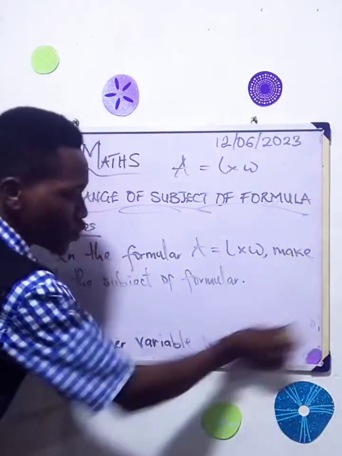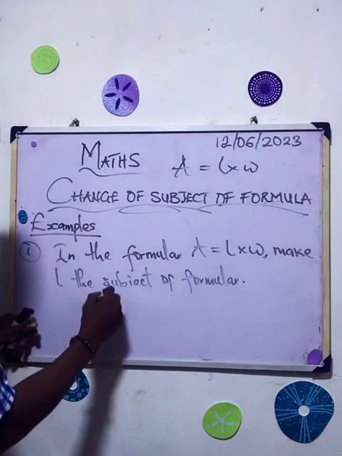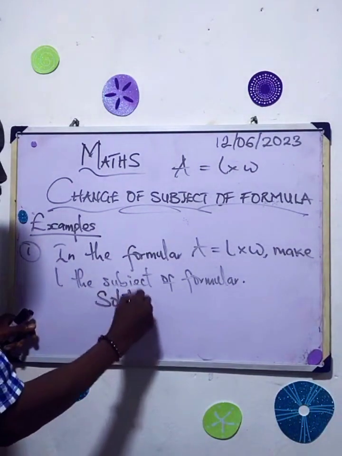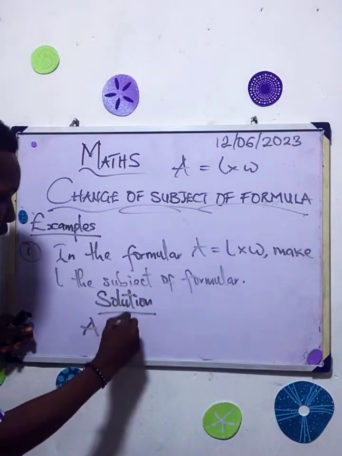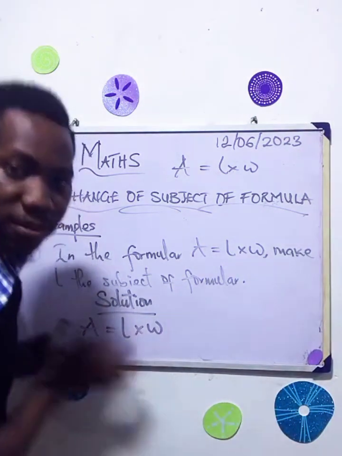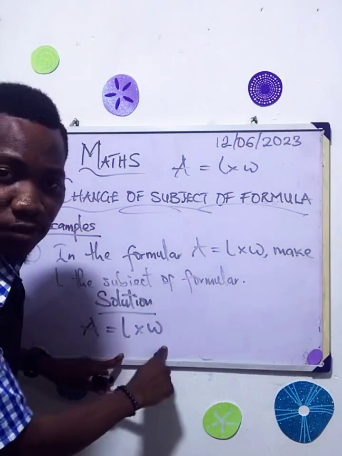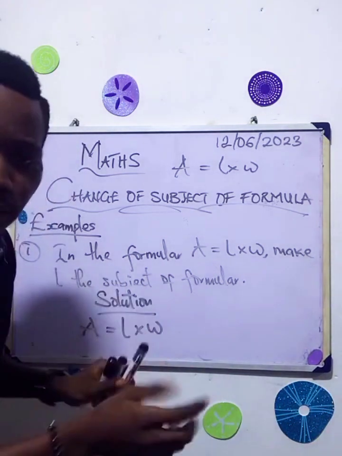Now that's the question. So how do we go about solving this? Solution. So our formula says A equals L times W. Now, this formula is about area. If we use this method, and if we use what we have here, it's going to give us the area of a rectangle.